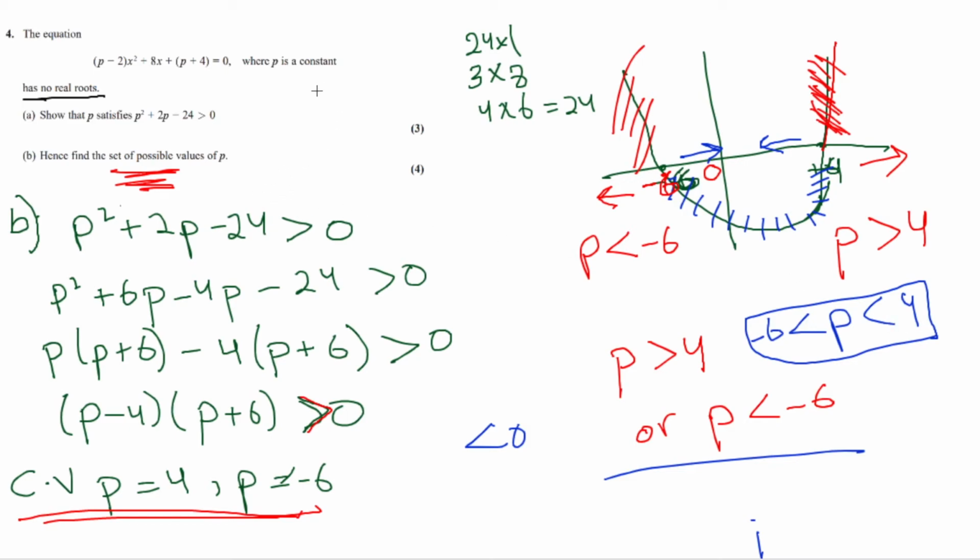Here they've not mentioned that p is a positive constant in the question. Sometimes they do. Then make sure that you write your answer as p is greater than 4 only. Don't write p is less than negative 6, because any value less than negative 6 would be negative, so that can't be our answer when the question gives the condition that p is a positive number. They could also say that p is a negative number, so make sure you look at the question and then give your answer. But here they've just said that p is a constant, so we're going to write both of these inequalities as our answer.